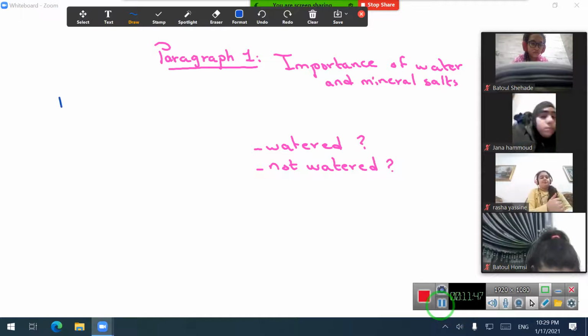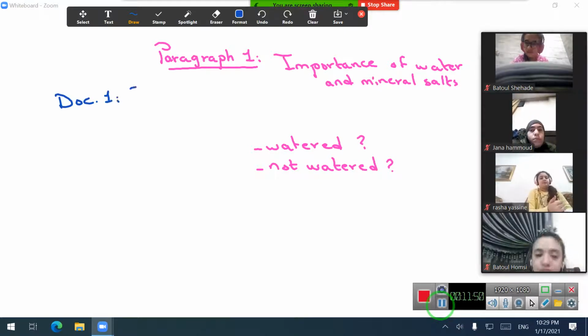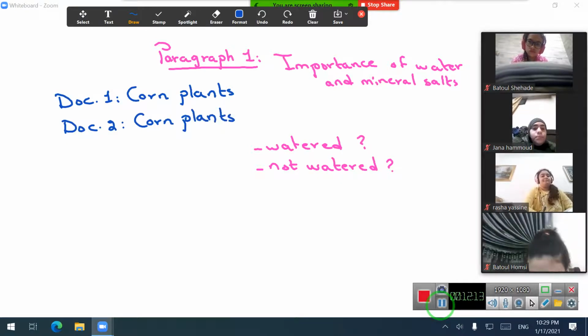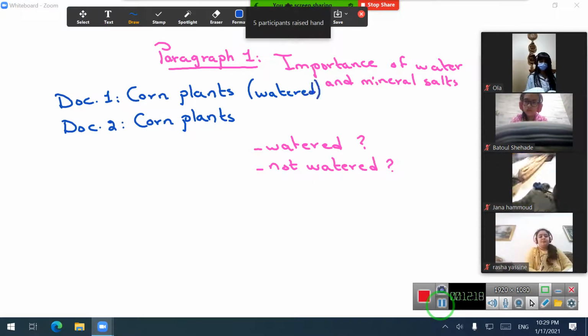Thanks, Miriam. So in document 1, I have corn plants in a cornfield. Continue, Miriam. What do we have in document 2? A corn plant died in document 2. You do not have to analyze, Miriam. You have to tell me what you see. So corn plants in the first photo are watered, while in the second photo they are not watered.